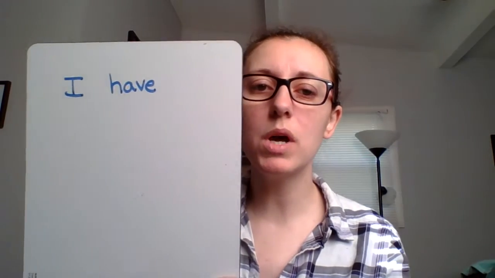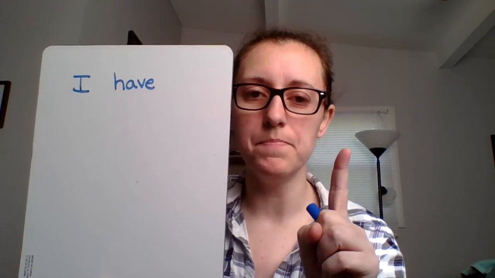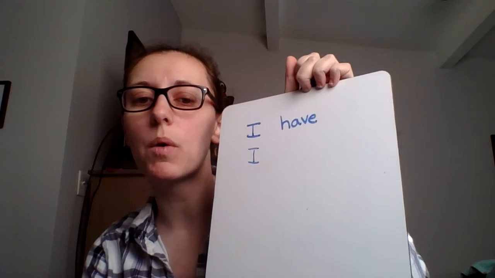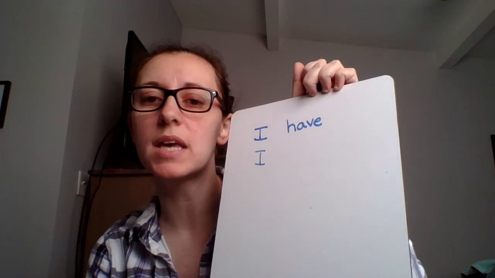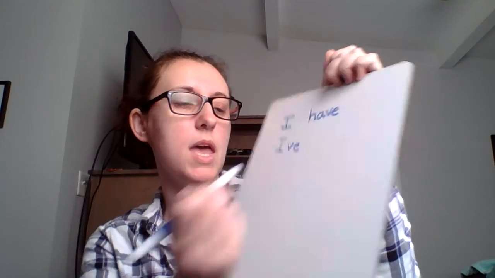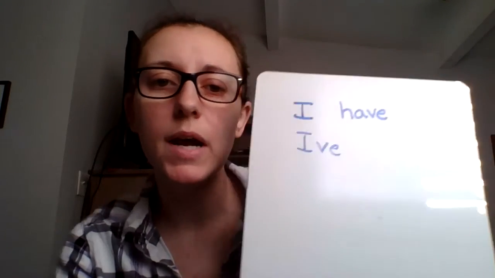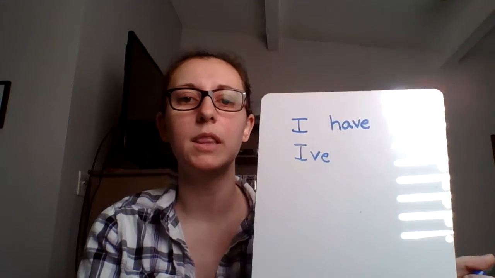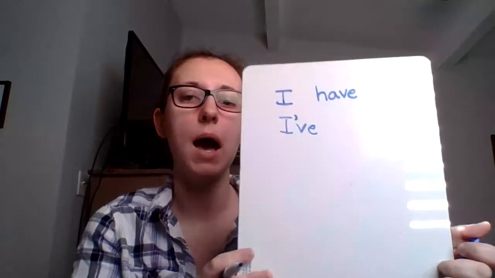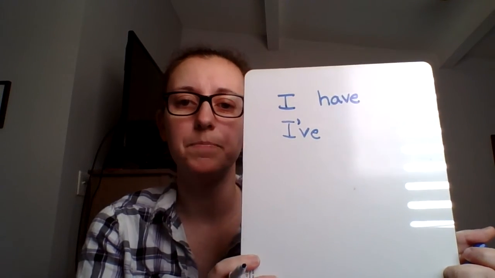I have is two words. To make the contraction, we want to put them together, which was step one. But we have to figure out what letters we need to remove and replace with an apostrophe. And we said that when we have have, the H and the A get removed. So if I remove the H and the A, this is what I have. However, I now need to put an apostrophe in the place of the H and the A. So it's going to be I apostrophe VE.